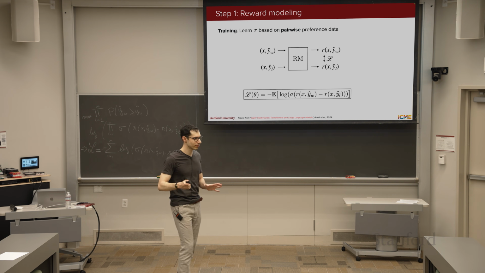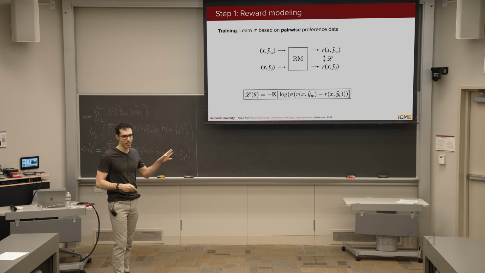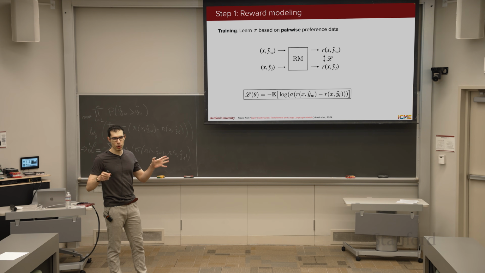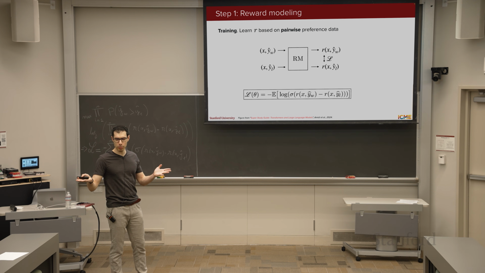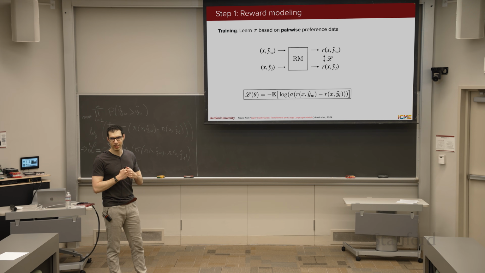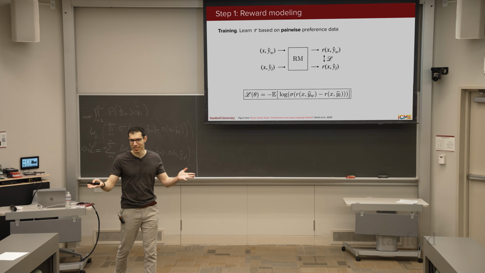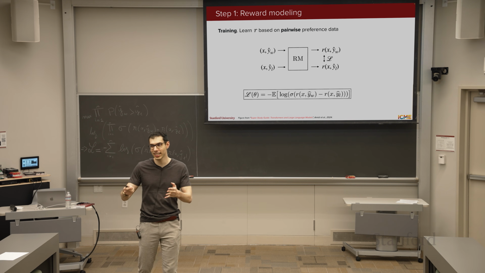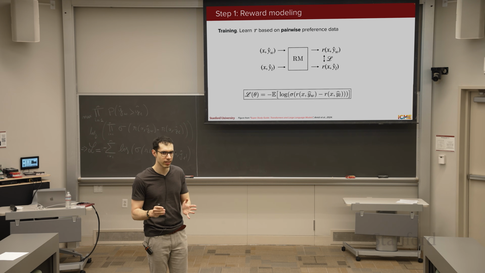Sounds good? So here, the loss function is pairwise, but is the reward model pairwise or pointwise? I guess, do you need a pair to make a prediction, or do you need just one? Well, that's the beauty of things. You don't need a pair. So you're just training it pairwise, but it's actually pointwise.